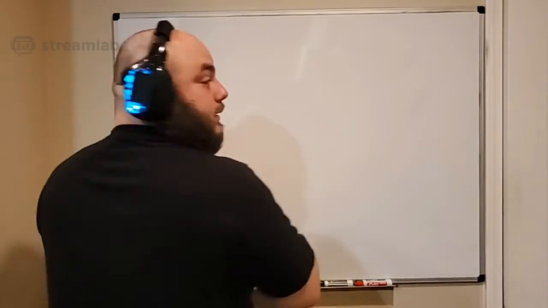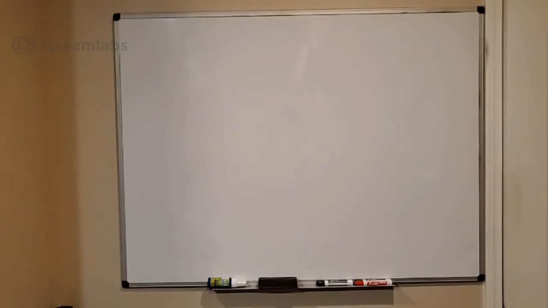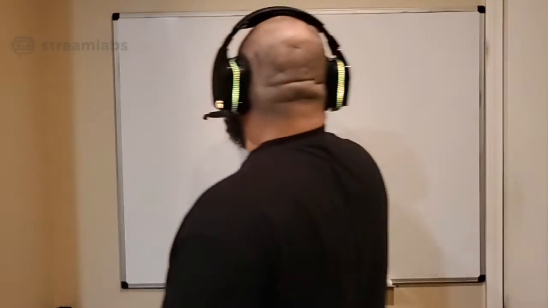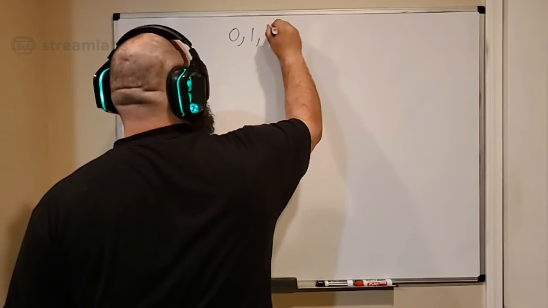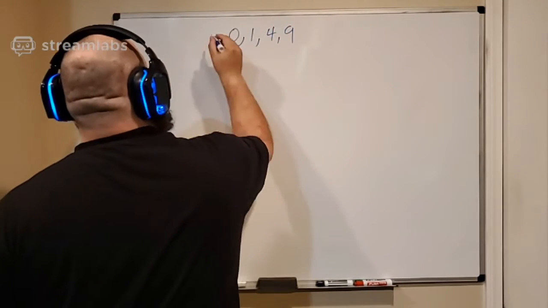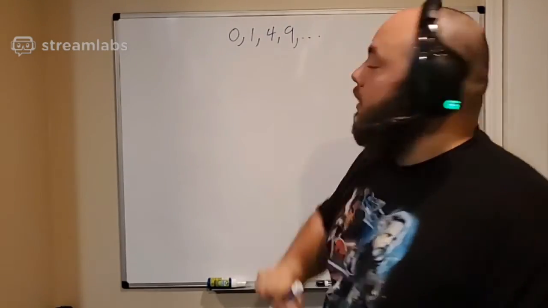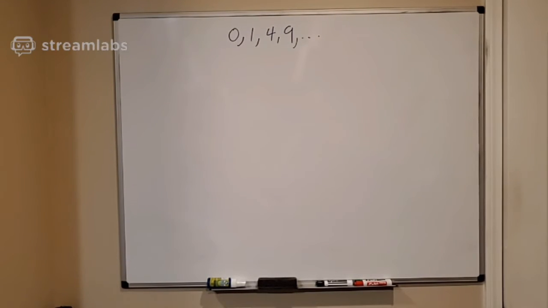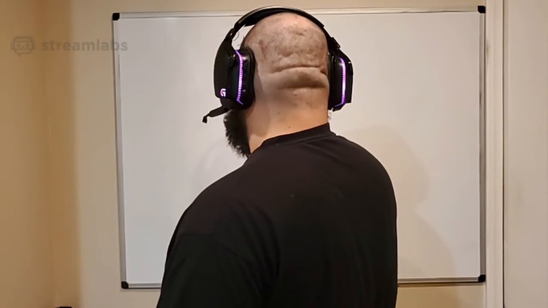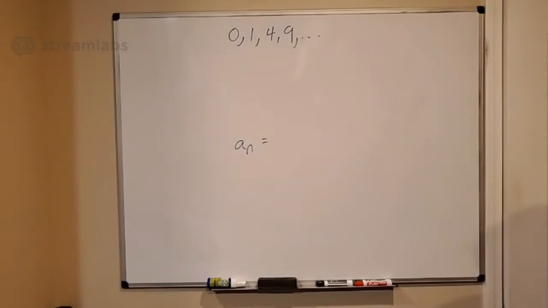0, 1, 4, 9. So in this case, they gave us the pattern 0, 1, 4, 9. We're trying to find our general term. So in this case, we're not given a formula. We're looking for a sub n equals blah. Anybody see any patterns with those numbers that are in this sequence?